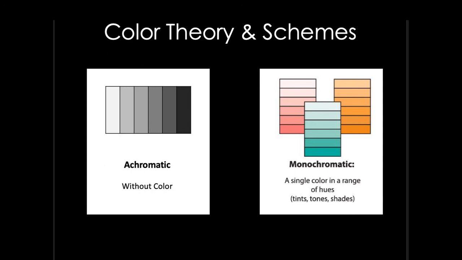An achromatic color scheme, this is something that we necessarily won't use, but you still need to know. If you have the word a in front, it usually means no or without. Chromatic meaning color, so achromatic, without color. Monochromatic, mono stands for one. You have a single color, a single hue, and then you have many tints, tones, and shades that run in between that. So a color scheme of one color.